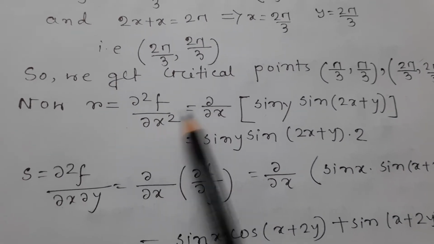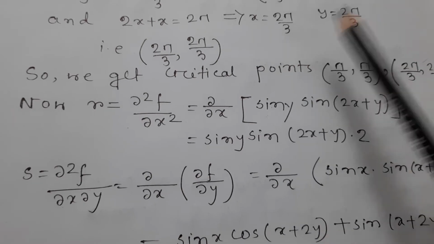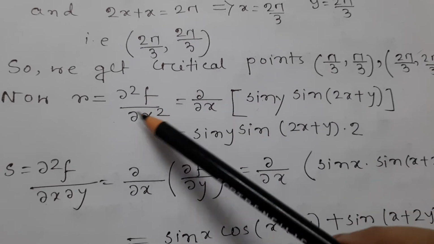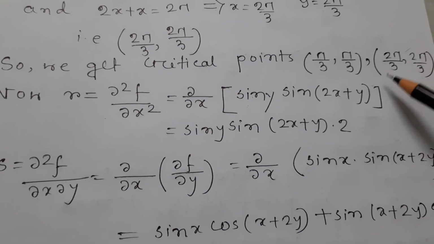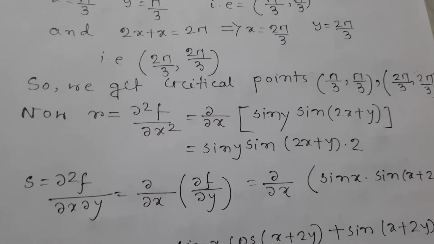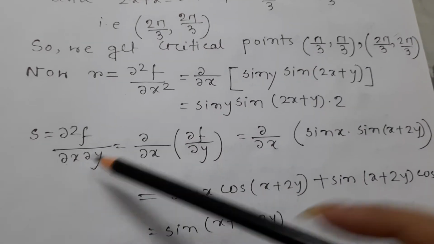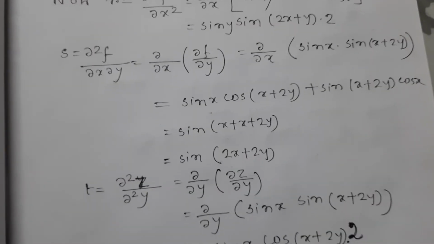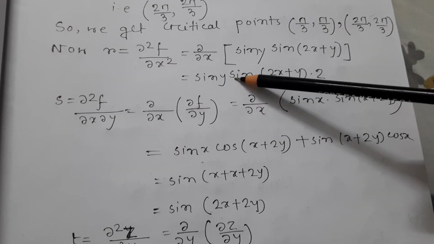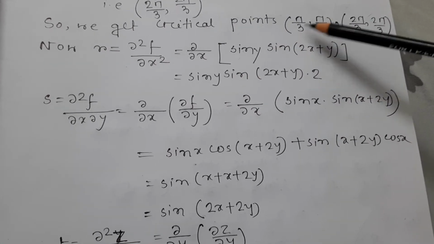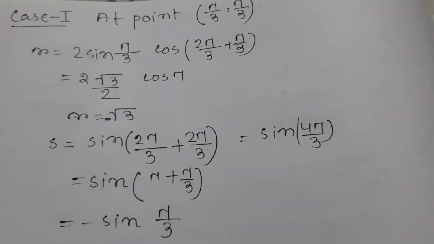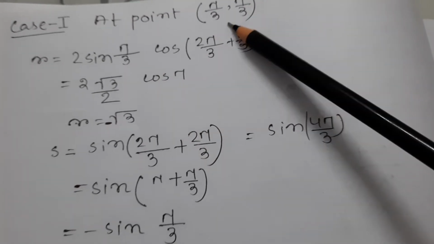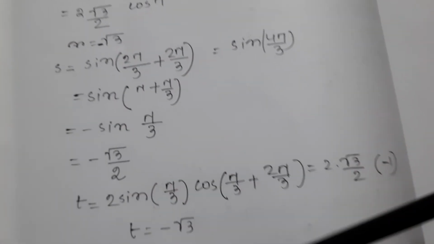Now calculate r, s, t. I am calculating r, s, t for only this one, and the rest you can do yourself. Find the values of r, s, t for this point, and after finding the expressions, just put the values in. So case 1 is at this point: put the value pi by 3 in r, s, t.